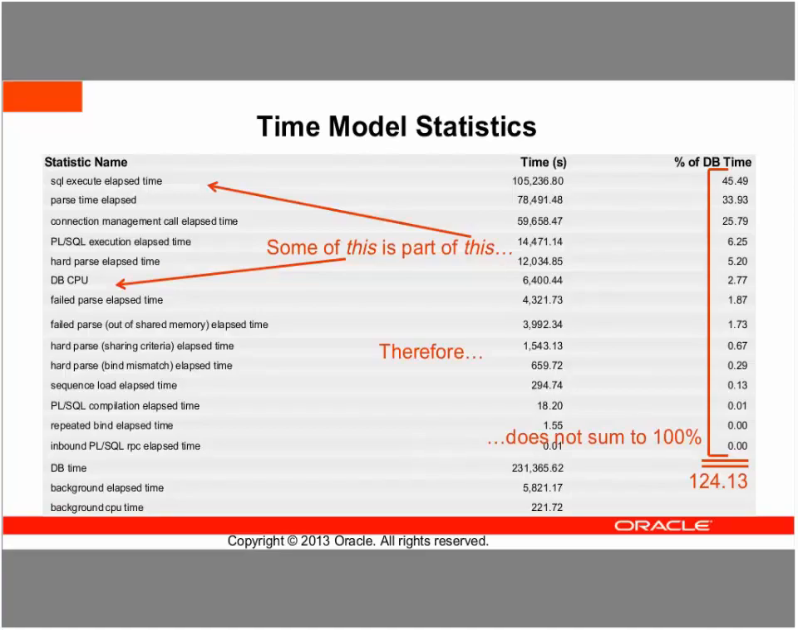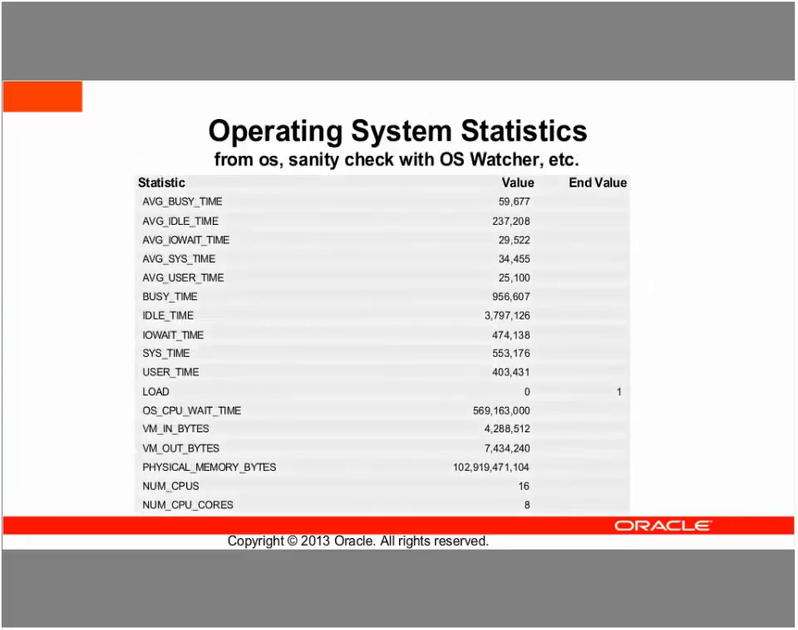And look at the bottom, we see DB time toward the bottom, and that, of course, doesn't show a percentage of DB time because that is DB time. That is our total DB time. And then we also show the background elapsed and CPU time. They don't get included. Remember, DB time is only for foreground sessions, so we disregard the background sessions for this.